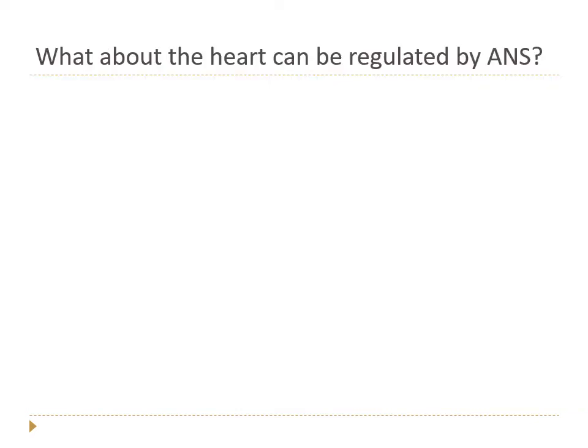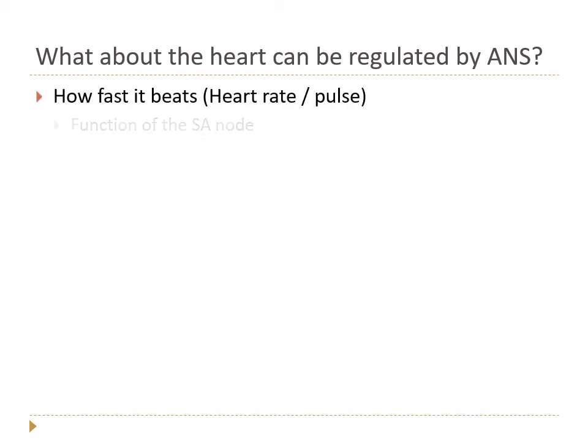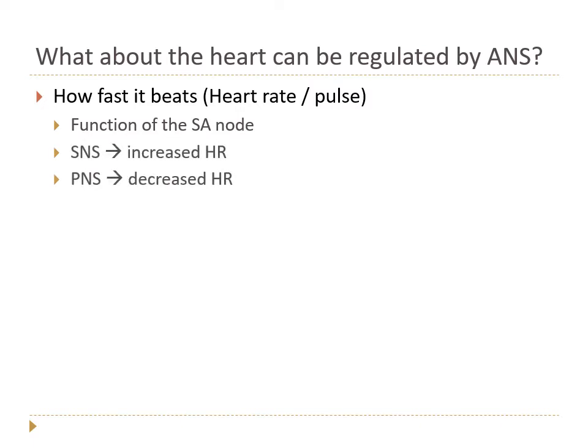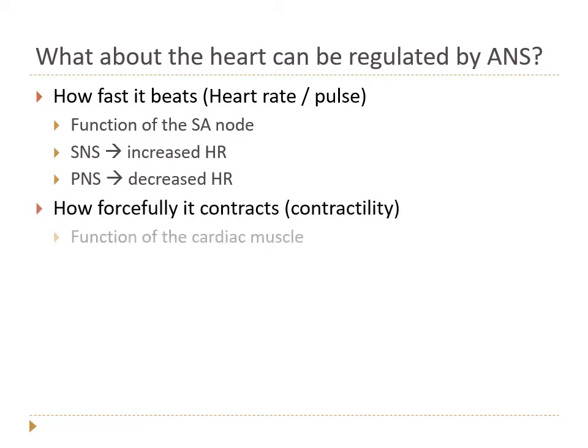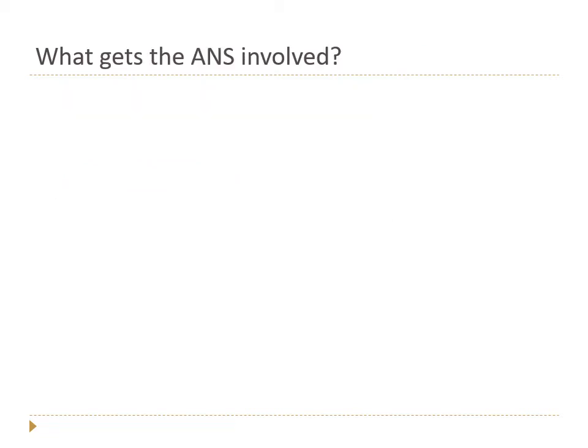So what are the things about the heart? This is review that we can regulate, right? So heart rate or pulse from the SA node, sympathetic nervous system will increase it, parasympathetic nervous system will decrease it. We can also change the contractility, which is a function of the cardiac muscle. Sympathetic nervous system will increase contractility and parasympathetic nervous system won't purposefully decrease it. It's just absence of the sympathetic.